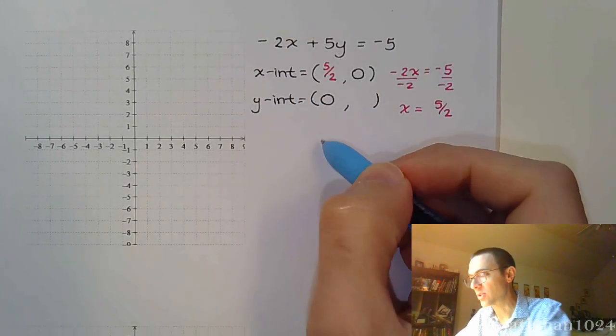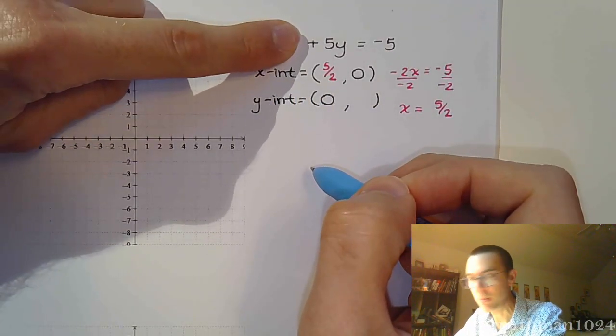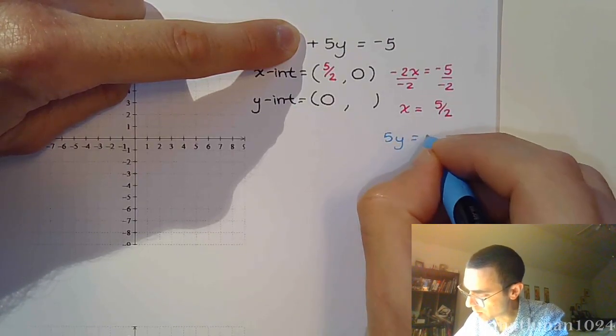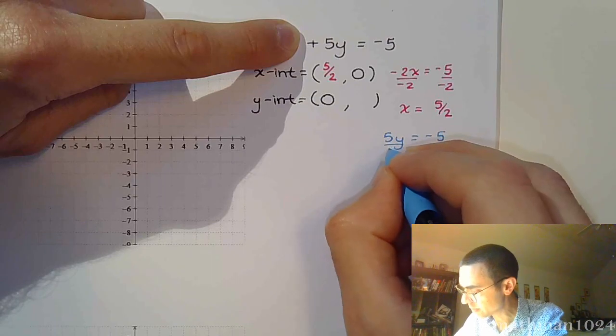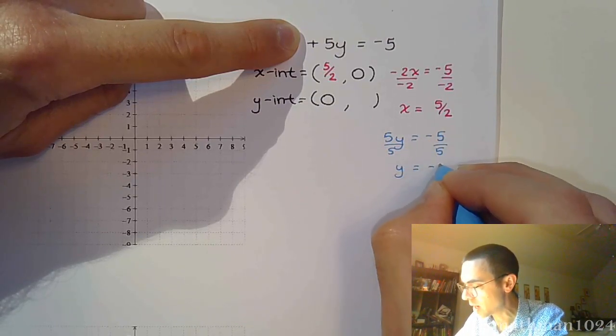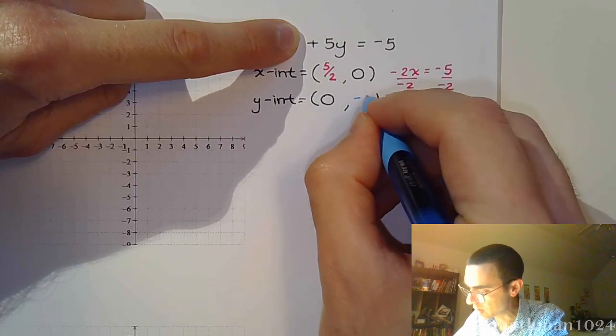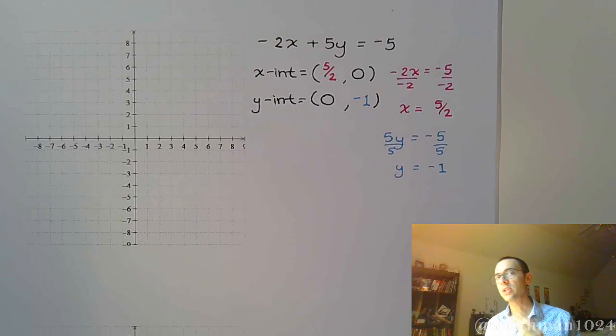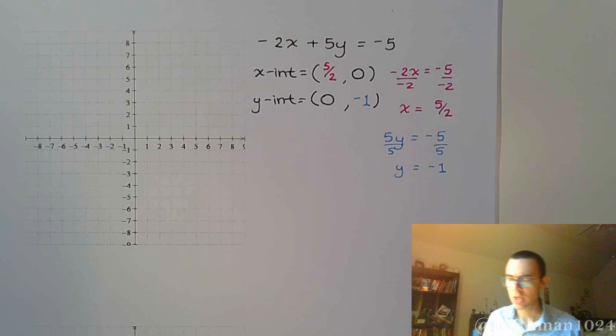For the y-intercept, x is 0. So if x is 0, that means we are left with this guy. 5y equals negative 5. Divide both sides by 5. Y equals negative 1. All right, that's a little bit easier to stomach. We've got 2 points, and 2 points is really all we need to uniquely determine a line. So let's plot these guys.